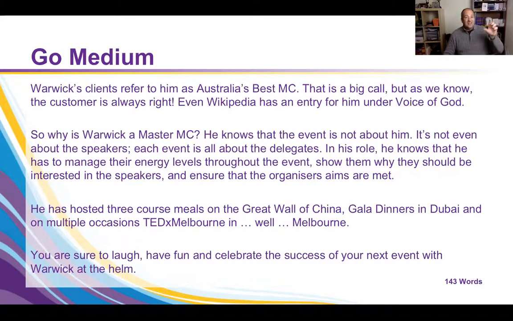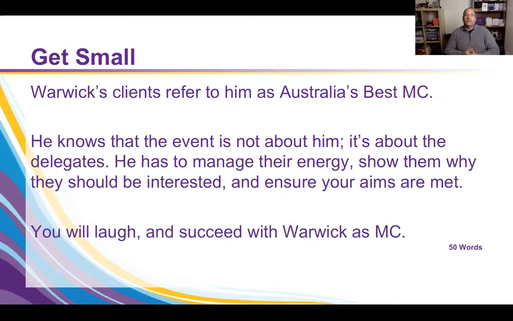And then I went through and tweaked it again. So it's like: Warwick's clients refer to him as Australia's best MC. He knows the event's not about him. It's about the delegates. He has to manage their energy, show them why they should be interested, and ensure your aims are met. You'll laugh and succeed with Warwick as MC. 50 words, bang on. So that's got the core elements, like, his clients say he's the best MC. It's not about him. It's about the delegates, manages your energy, ensures your aims are met.